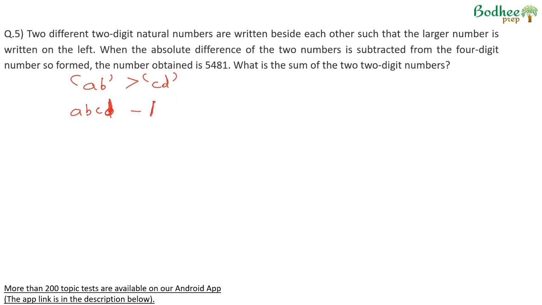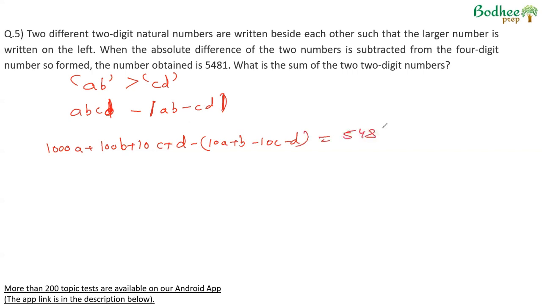So the sign is not important. The absolute difference is AB minus CD. Clearly, AB minus CD will be a positive value because AB is larger than CD according to the question. When this difference is subtracted from ABCD, the number obtained is 5481. So we can write the decimal equivalent of these numbers to start. This four-digit number is 1000A plus 100B plus 10C plus D, minus (10A plus B minus 10C minus D), because this number is being subtracted, and this is given as 5481.